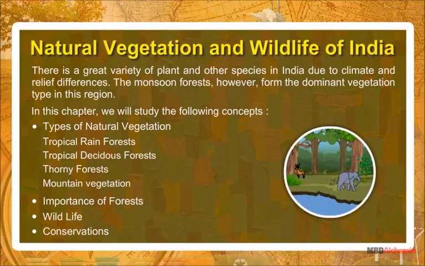There is a great variety of plant and other species in India due to climate and relief differences. The monsoon forests, however, form the dominant vegetation type in this region. In this chapter, we will study the following concepts.